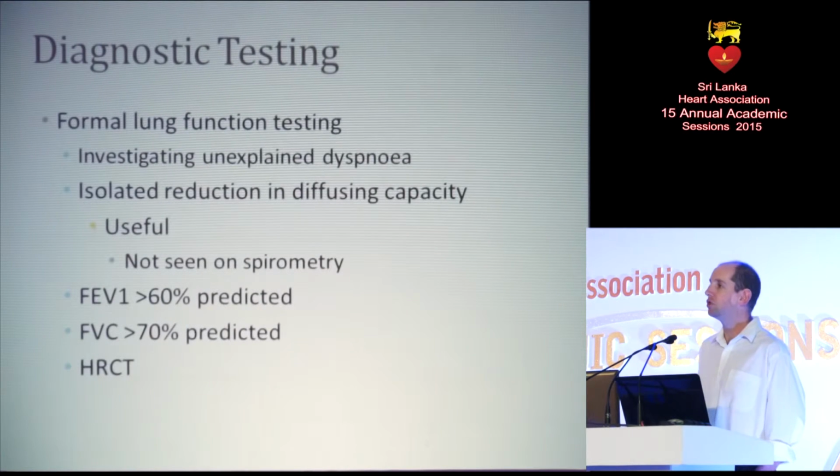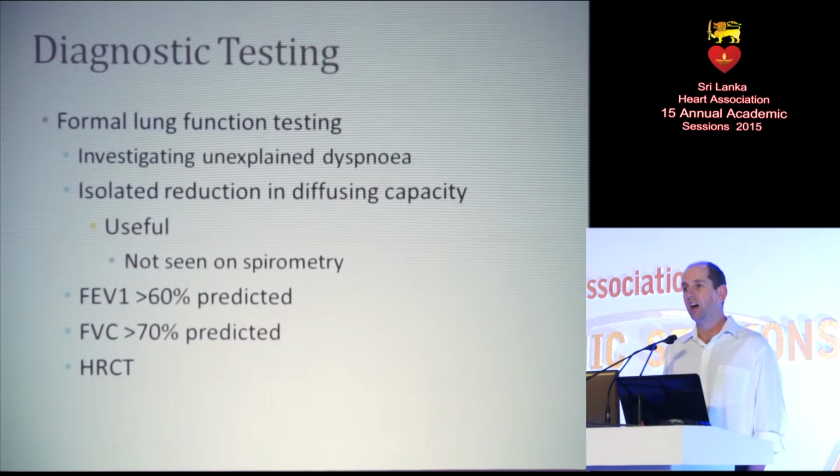In terms of additional diagnostic testing, I think formal lung function testing is invaluable. Certainly in investigating unexplained dyspnea, but the isolated reduction in diffusing capacity is certainly a guide that perhaps we should think about pulmonary arterial hypertension as a cause. And it's worth noting that this is not information we get from our bedside spirometry.